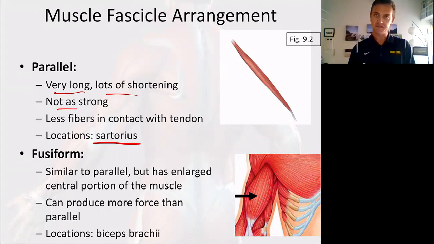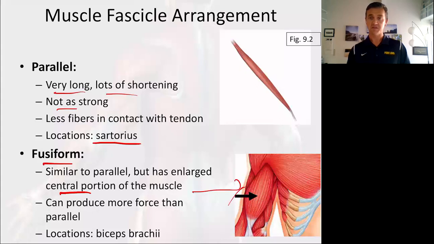And then we have something that's similar to parallel, but it's a little bit different because it has an enlarged central part. That's called fusiform, okay? And biceps brachii is a good example of that. It gives us the ability to produce a little bit more force than parallel, but still not a ton.